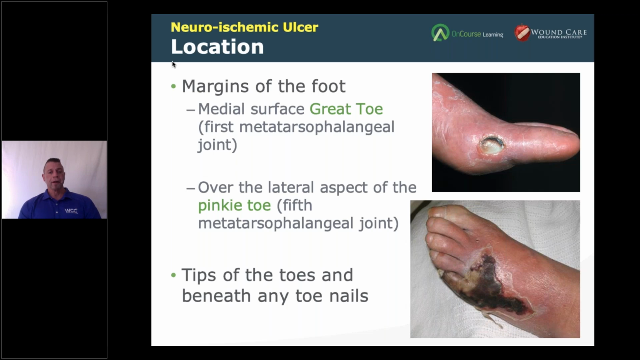With neuro-ischemic ulcers, now this location changes a bit. These are more commonly seen on the margins of the foot, like around that medial surface of the great toe, that first metatarsal phalangeal joint, or over the lateral aspect of the fifth metatarsal phalangeal joint, or what we call the pinky toe. They're also found on the tips of the toes and beneath the toenail beds.